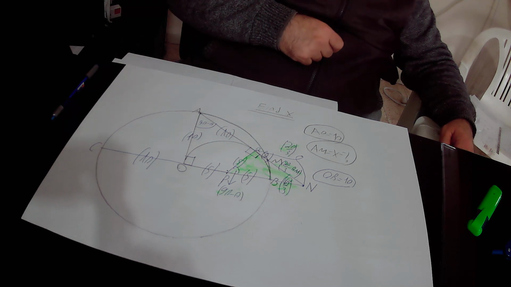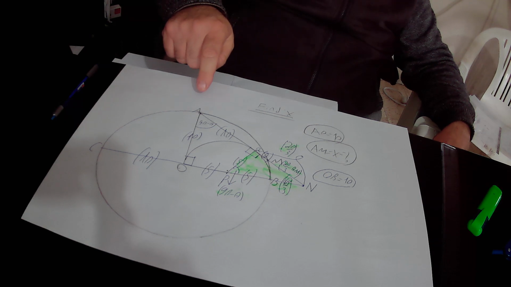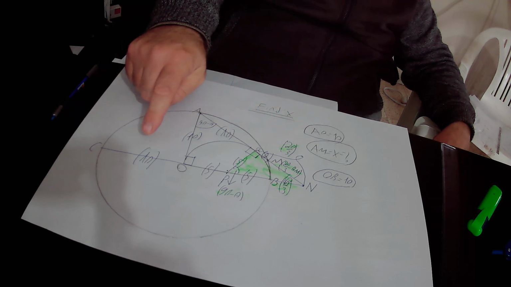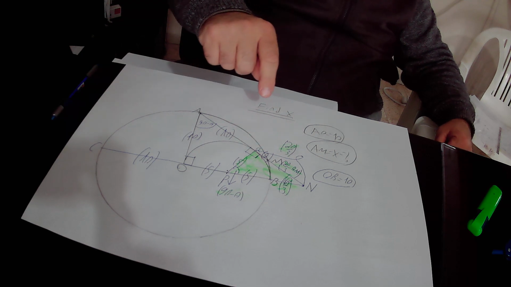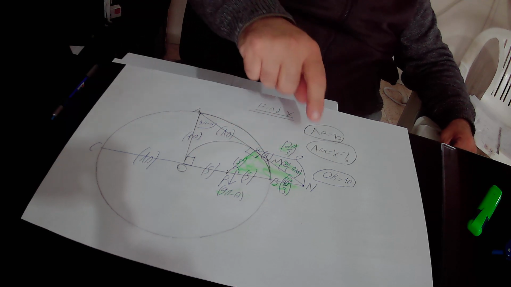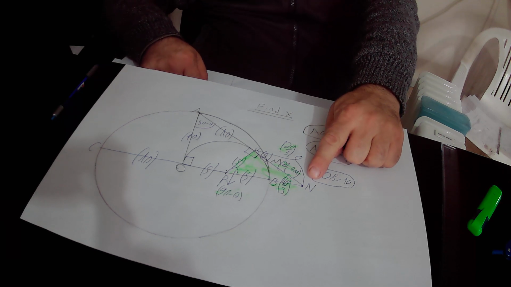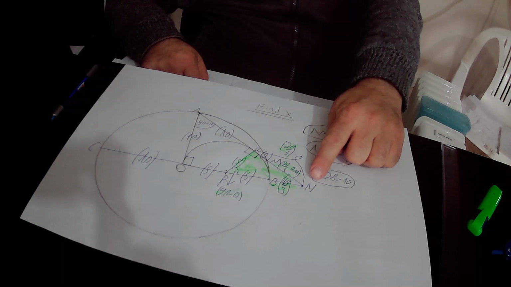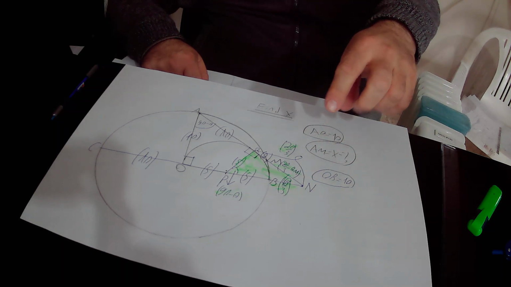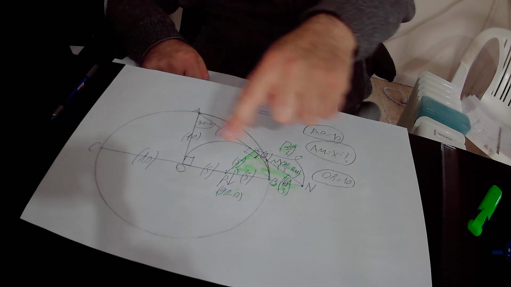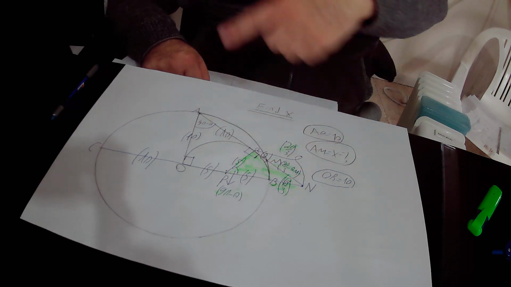Okay, then we extended side AM and side OB by a straight line until they touch each other. They touch each other here. We define the touching point of the extended side OB and side AM as N. By doing this construction, we created the big right triangle AON.